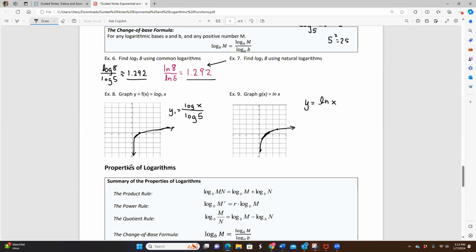In our next video, we're going to look at properties of logarithms, which will help us as we go to solve exponential and logarithmic equations.